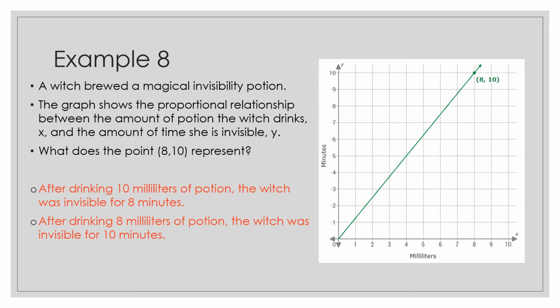Okay, so remember that 8 is your X value. So that means it's representing whatever is being represented on this X-axis down here. Our X-axis was representing the milliliters, and the 10, which goes over here to this Y value, or Y-axis, is representing minutes. So you're looking for 8 milliliters and 10 minutes. So again, 8 milliliters, 10 minutes. So the second option would be the correct answer.